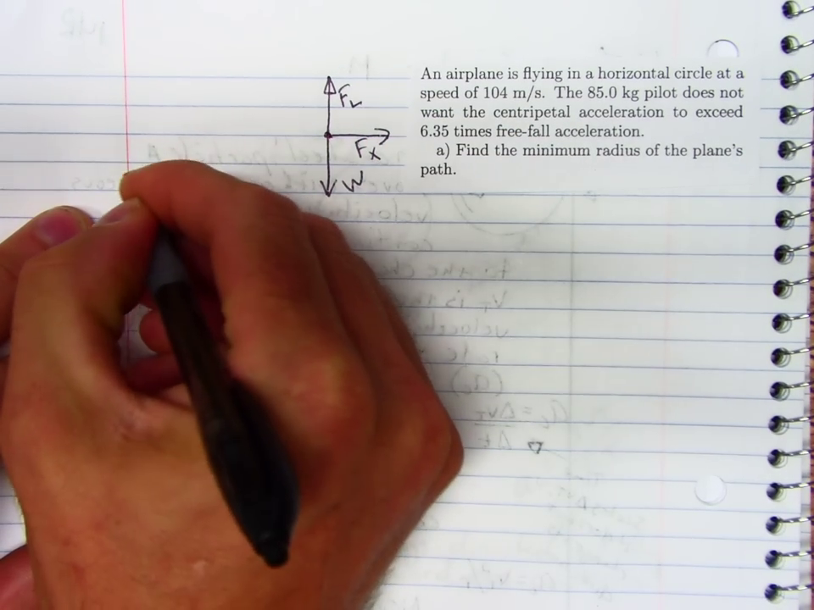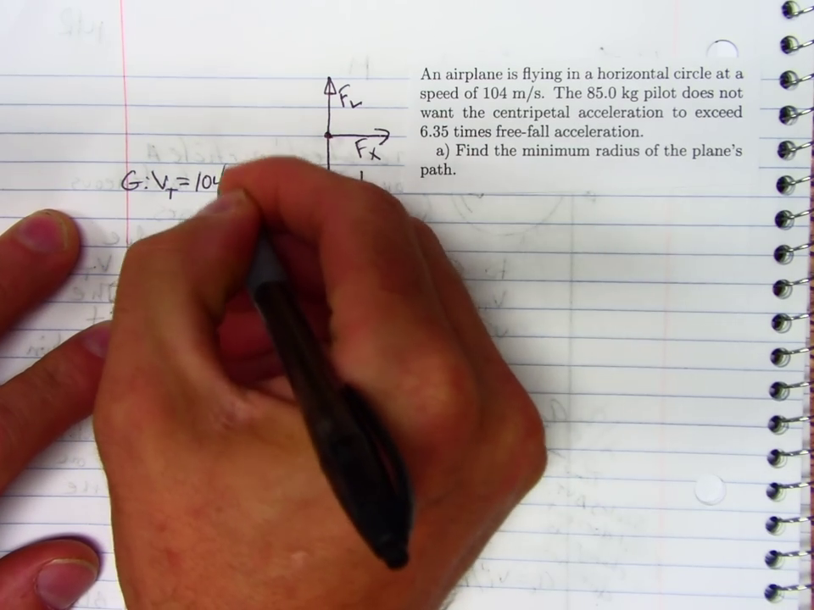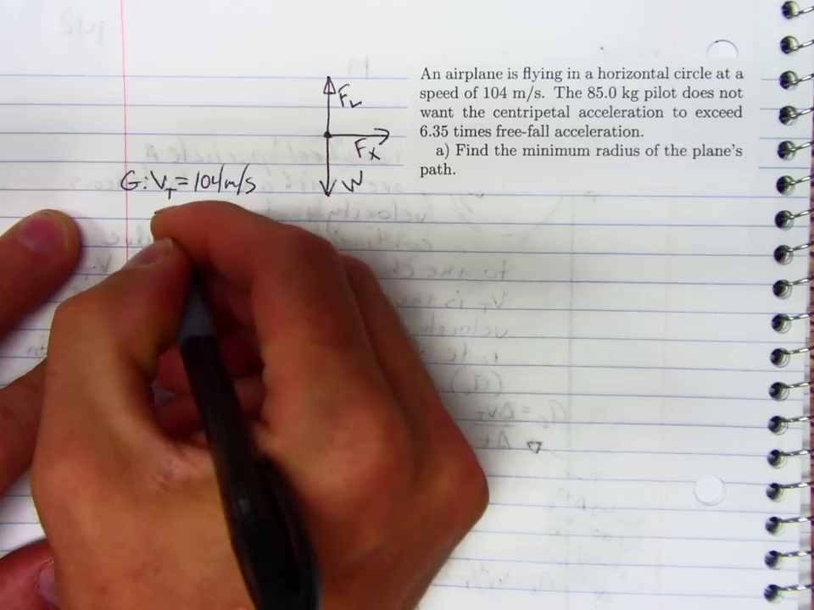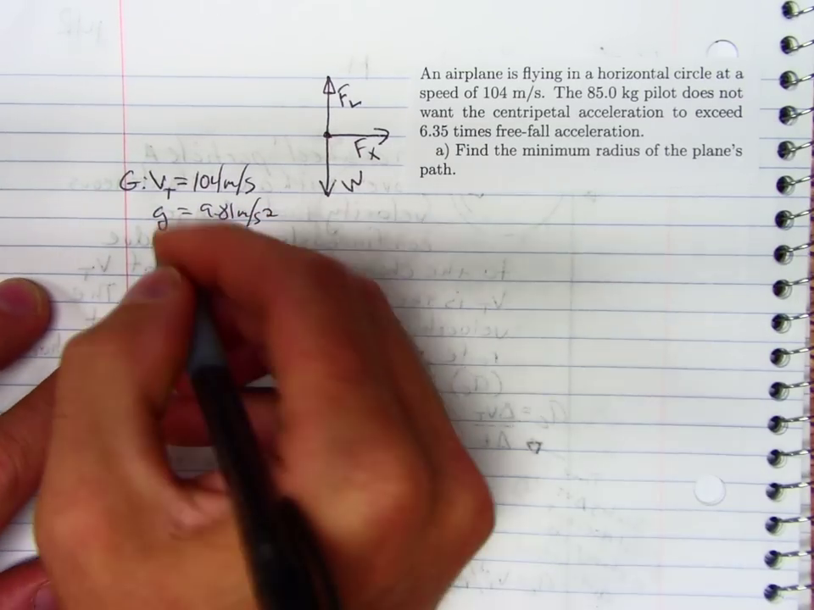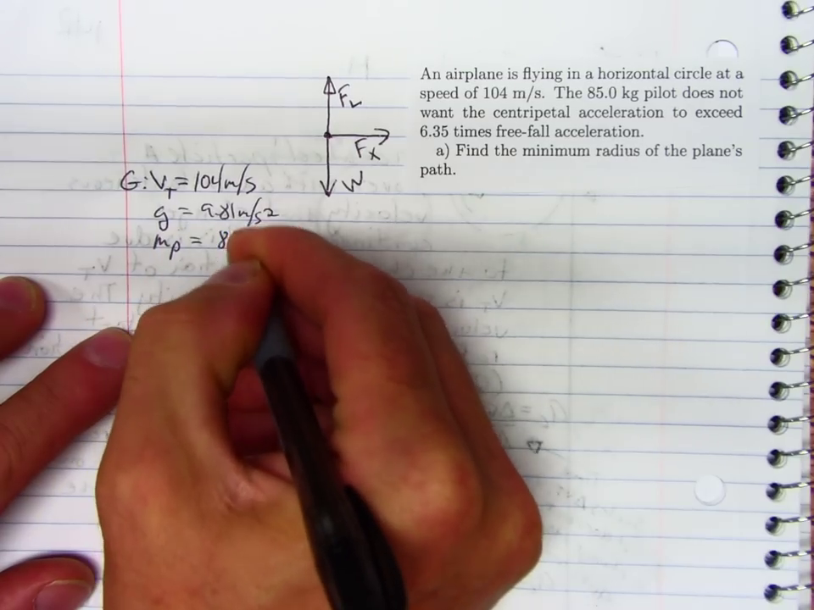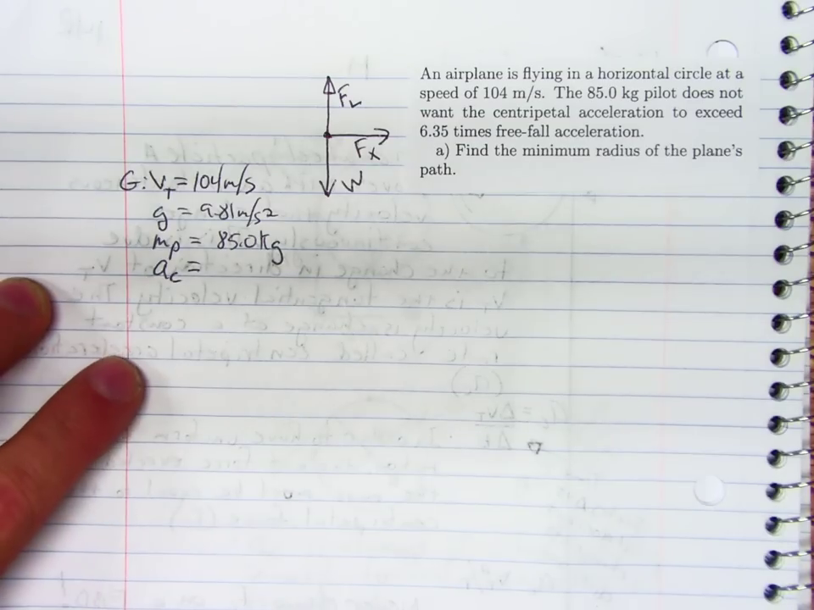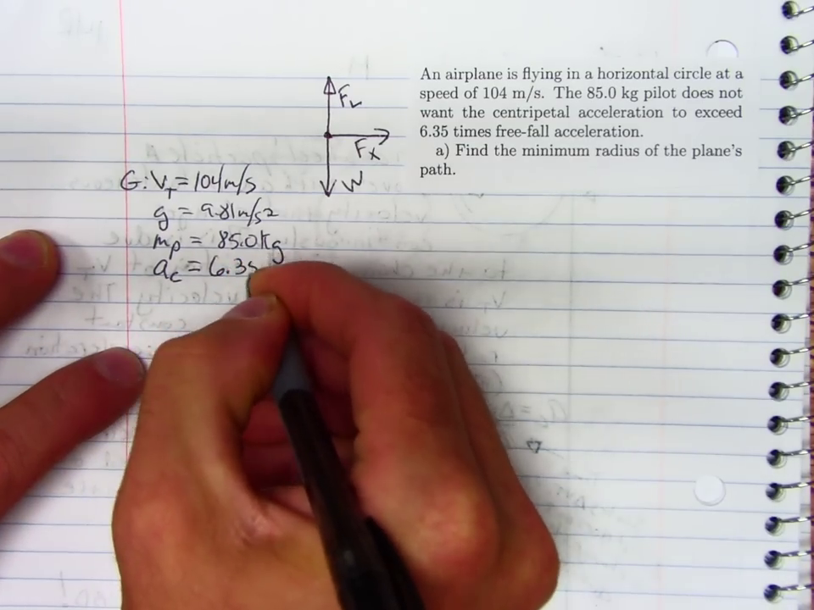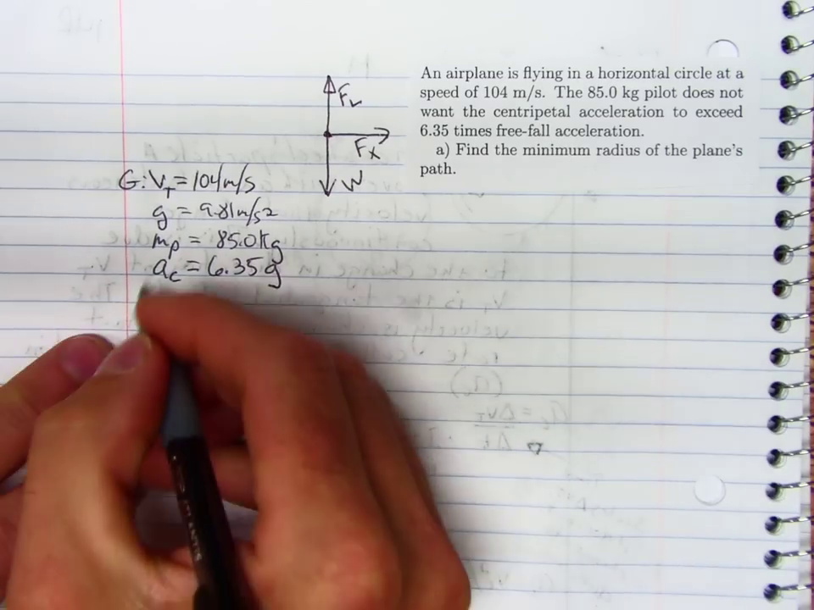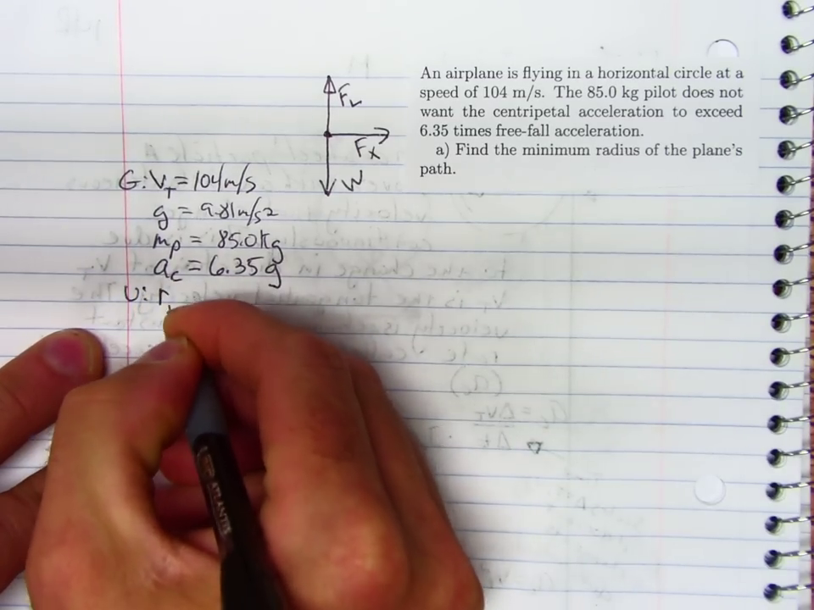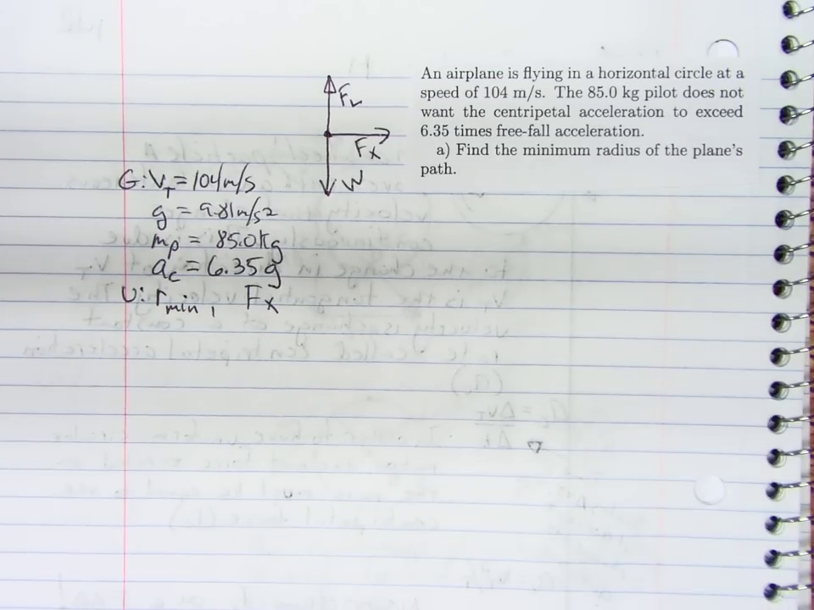Okay? So we're given that the velocity of the plane, the tangential velocity, is 104 meters per second. We know that g is given at 9.81 meters per second squared this time. The mass of the plane is 85 kilograms, and the acceleration of the plane needs to be 6.35 times g. The unknown, we want to know what is the minimum radius, and we also want to know what the force is that's exerted on the pilot.